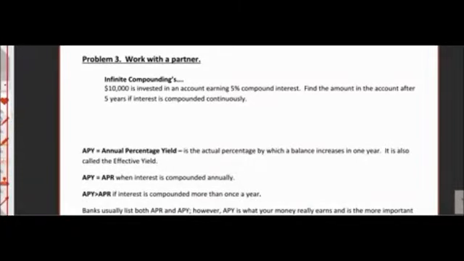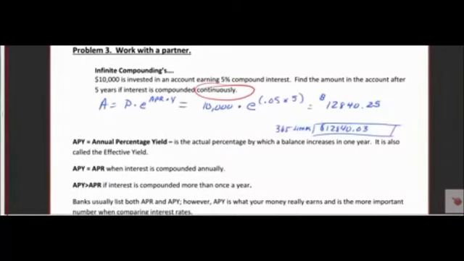So try this problem. $10,000 is invested in an account earning 5% interest. Find the amount in the account after 5 years if interest is compounded continuously. So use that formula. So using the order of operations, I would determine the value of 0.05 times 5. That's in the exponential position of this E, that's my base. So I would find that value, I would raise E to that power, then I would multiply that result by 10,000.